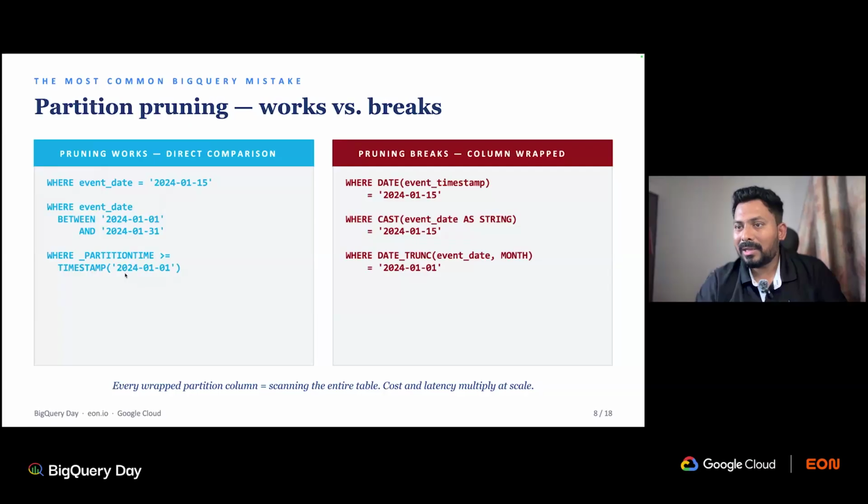If you can see on the left side, you are directly using the timestamp, or you are using the between clause, or wrapping the partition column with the date. But here on the right side, if you are wrapping your partition column in any function, like a date function, or you are applying date trunc directly in the filter, the query still returns the correct result, but you will not get the benefits of partitioning, and you are scanning more data than necessary. And this is one of the easiest ways for cost to grow silently over time.